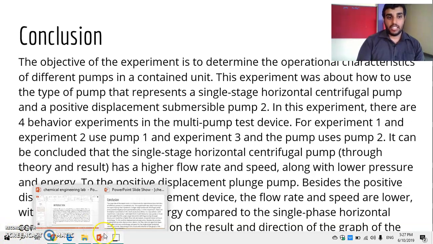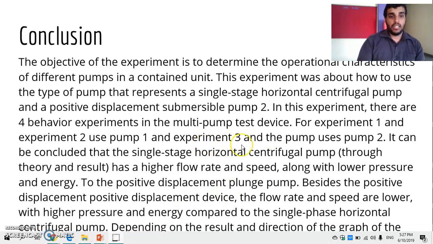For example, it can be concluded that the single stage horizontal centrifugal pump has a higher flow rate and speed along with lower pressure and energy. And the other one has a low flow rate and speed, but with higher energy and pressure. Depending on the result and direction of the graph of this.